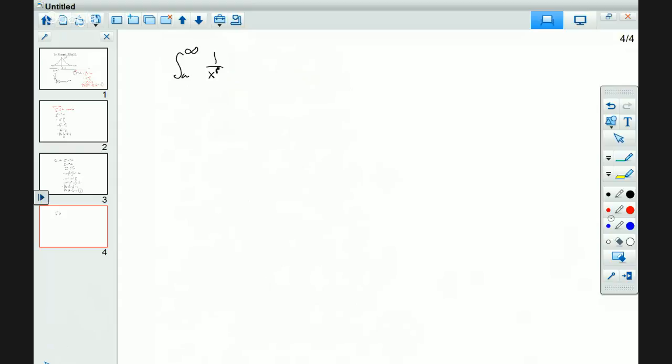So it converges to this number if p is greater than 1. If you know the formula, you don't even have to do the integral. And it diverges if p is less than 1. You don't have to know that; you can just do the integral straight.